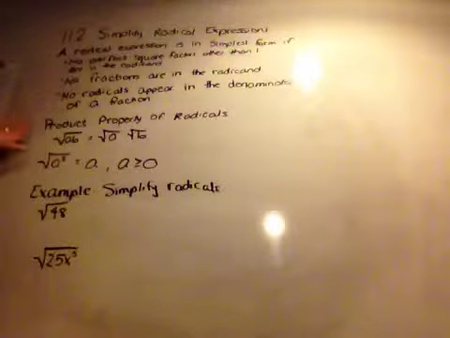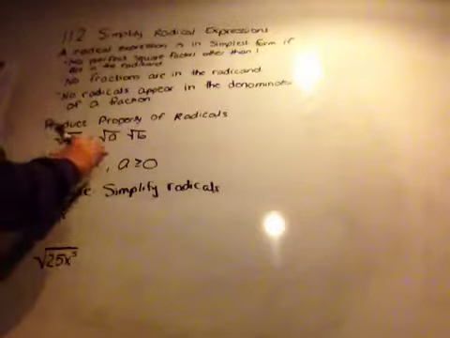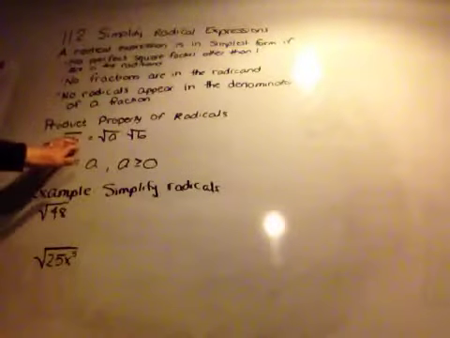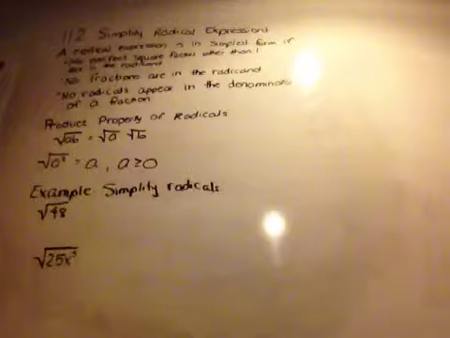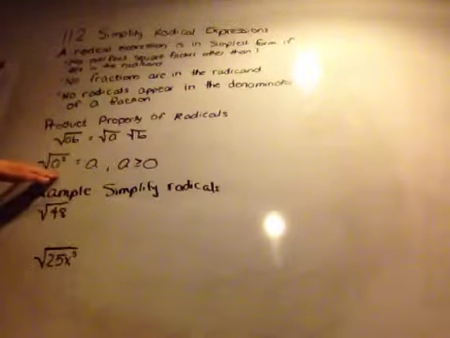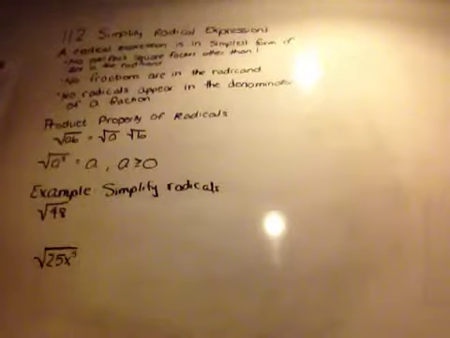So the product property of radicals says that the square root of a times b is equal to the square root of a times the square root of b. In other words, whenever you have a radical of a product, you can split it up into the product of two separate radicals. And then we're also going to use the fact that the square root of a squared is equal to a, when a is greater than or equal to 0, to help us simplify radical expressions.